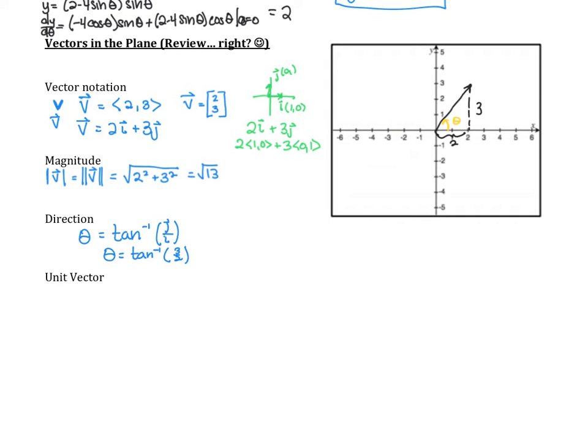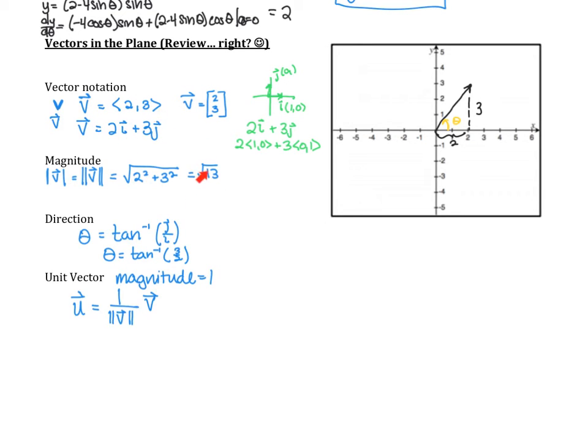Now a unit vector, if you remember, the definition of a unit vector is that its magnitude is equal to 1. So the length of the vector is equal to 1 unit, thus a unit vector. And so if I am going to find the unit vector, the unit vector is going to equal 1 divided by the magnitude of the vector multiplied by the vector.